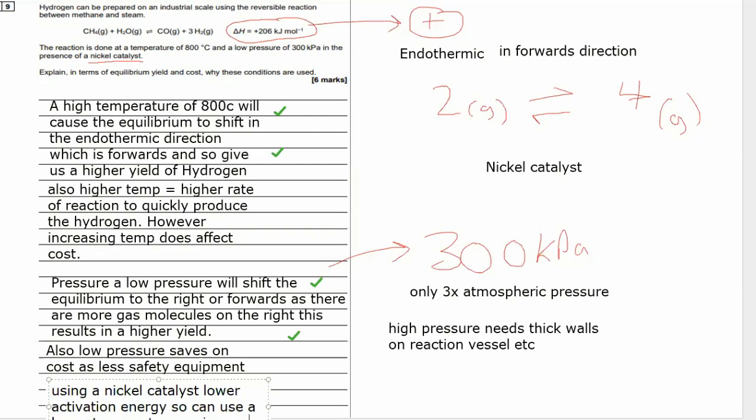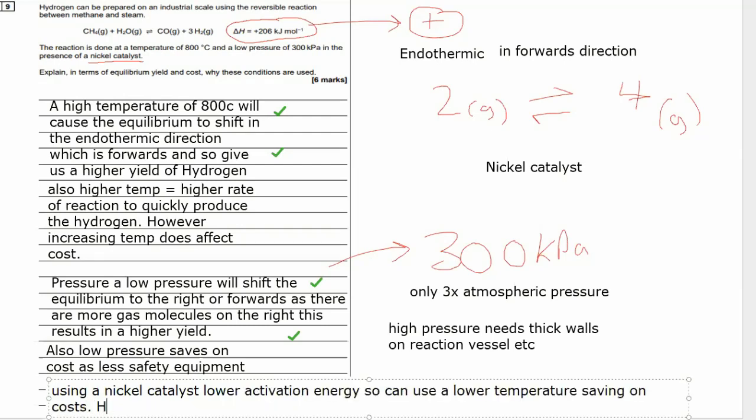So the 2 marks for the nickel catalyst is there's no effect on the yield, it doesn't shift the equilibrium, doesn't have an effect on the equilibrium. However, because it lowers activation energy, it will enable you to use a lower temperature. Now, I've waffled on and on there, and you don't need half of that, but there we go.